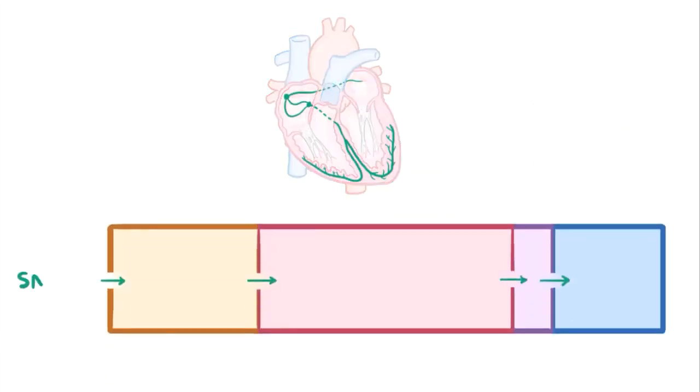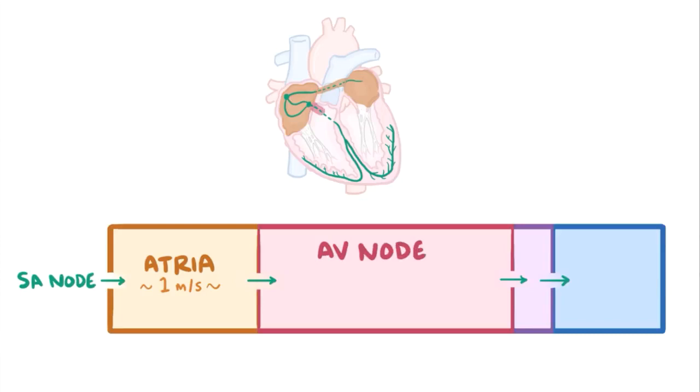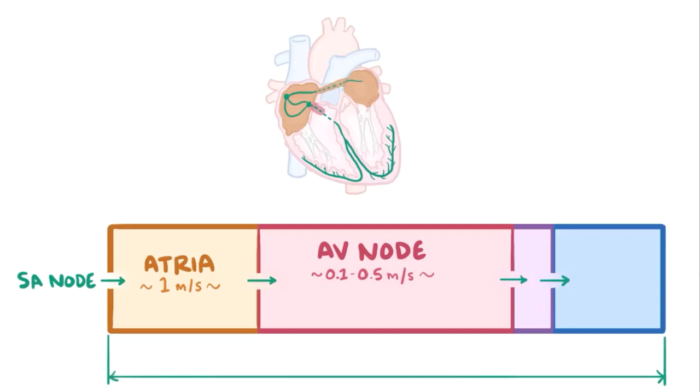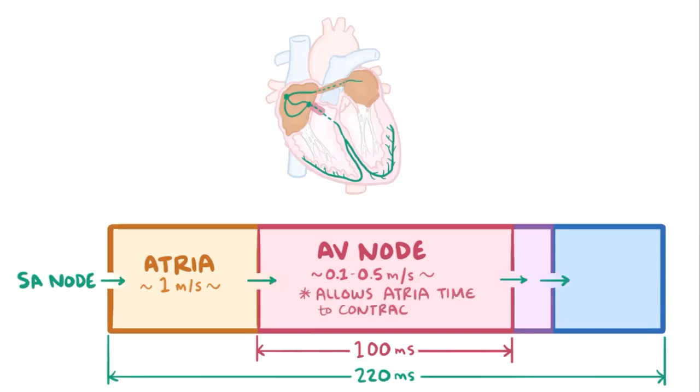Alright, so let's break down the conduction velocities in the different parts of the heart. Starting at the SA node, the depolarization wave moves through the myocytes in the atria at about 1 meter per second, then goes through the AV node super slowly, at about 0.01 to 0.05 meters per second. Which means that even though this is a super short segment, it takes a relatively long time. In fact, out of the 220 milliseconds for the entire journey of the depolarization wave, about 100 milliseconds, or almost half the time, is spent in the AV node. That dramatic slowdown lets the atria contract and push blood into the ventricles while the ventricles are still relaxed.